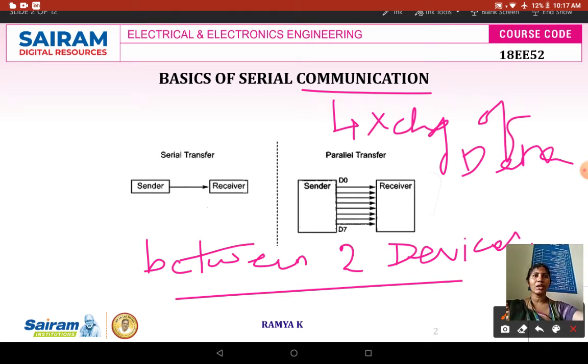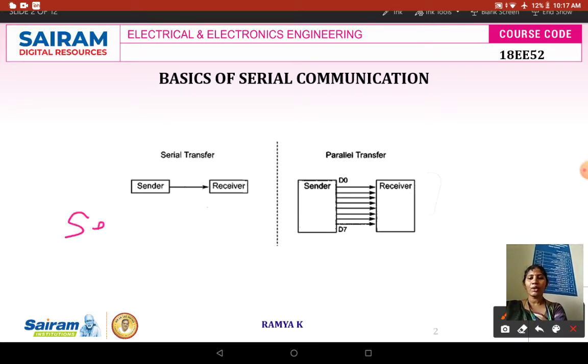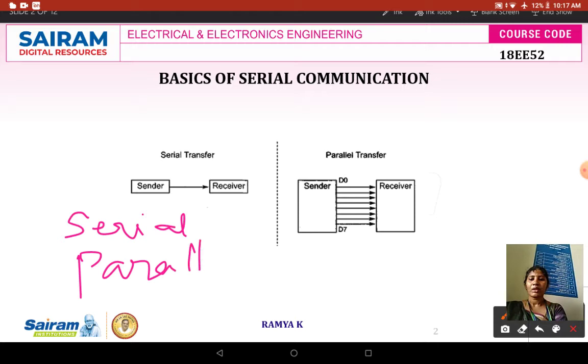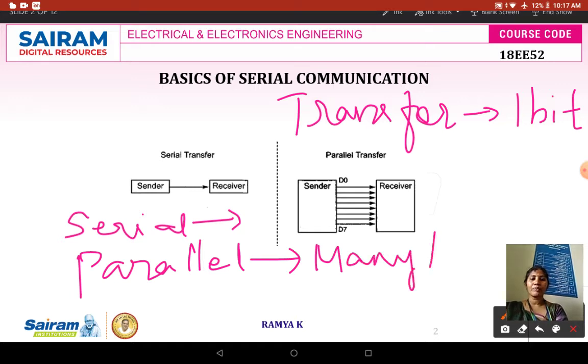There are two ways of communication. One is serial communication and the other is parallel communication. In serial communication, we can transfer only one bit of data at a time, whereas in parallel communication, we can transfer many bits of data. So this is the difference between serial communication and parallel communication.